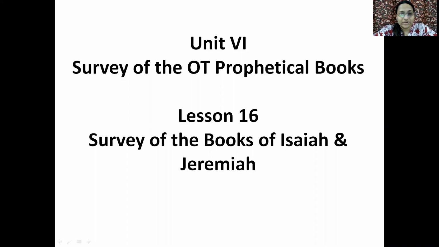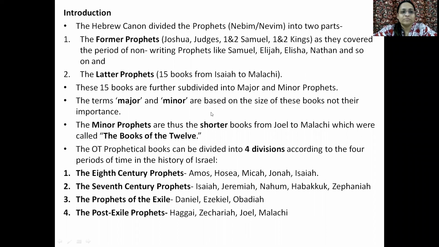Okay, so we are entering into the sixth unit, which is the survey of the prophetical books, and today we are going to deal with the books of Isaiah and Jeremiah, along with the book of Lamentations, because it is assumed or it is said that the book belongs to Jeremiah, so it is associated with Jeremiah. So we are going to study the books of Isaiah, Jeremiah, along with the book of Lamentations. Okay, so let's begin. Let's first see the introduction to the prophetical section or the prophetical books.